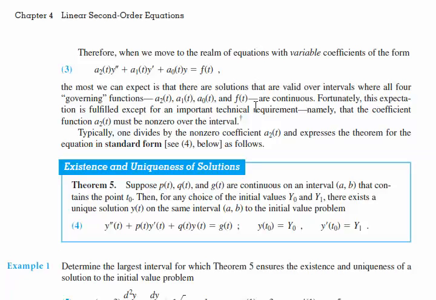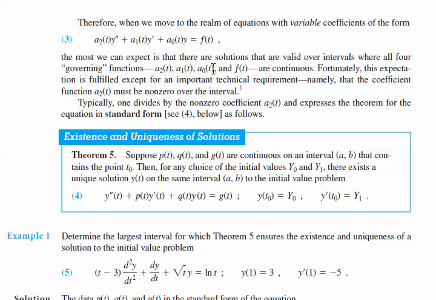Let's see what's next. Therefore, we move to the realm of equations with variable coefficients, where these are functions of t. The most we can expect is that there are solutions that are valid over only intervals where a sub 2, a sub 1, a sub naught, and f of t are all continuous. Fortunately, this expectation is fulfilled except for an important technical requirement, namely that the function a2 of t must also be non-zero over the interval.